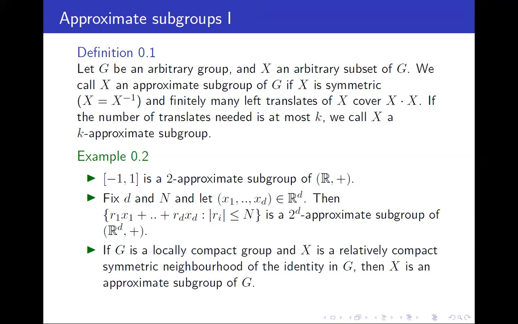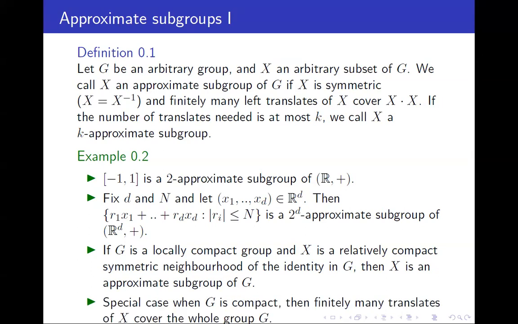Another example: the first two examples are special cases of the third. Take any locally compact group, and take a relatively compact symmetric neighborhood X of the identity. Symmetric means what I said before. Then X is an approximate subgroup of G, because the closure of X is compact, and X times X is an open subset of the closure, so it is covered by finitely many translates. Okay, so topology is the picture.